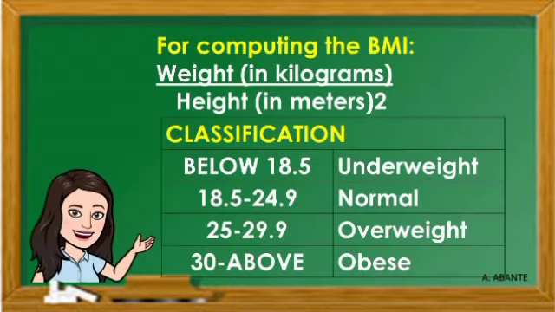For computing the body mass index we need weight in kilograms divided by height in meters squared. The following is the classification of BMI: if below 18.5 a person is considered underweight, 18.5 to 24.9 a person is considered normal, 25 to 29.9 a person is considered overweight, and lastly 30 and above a person is obese.